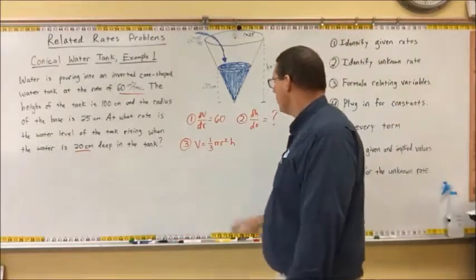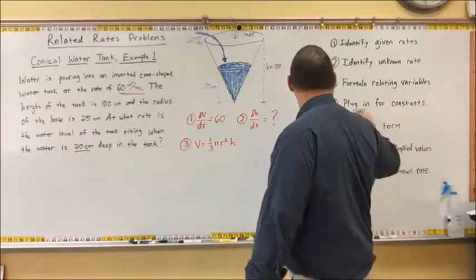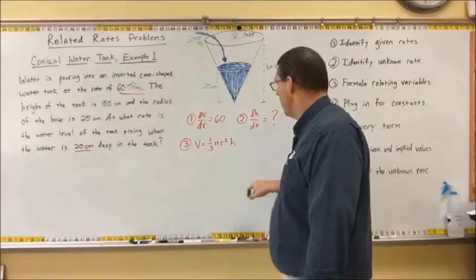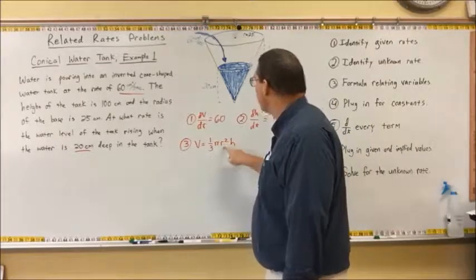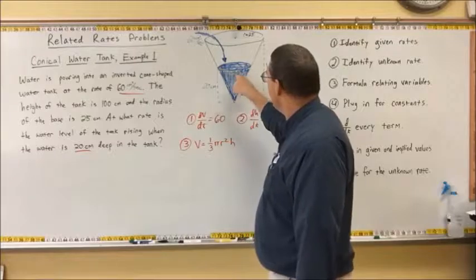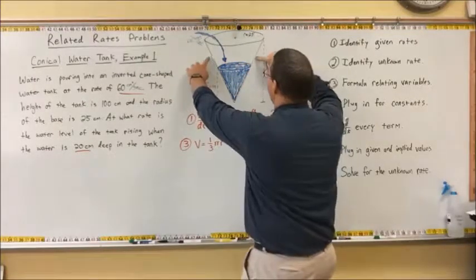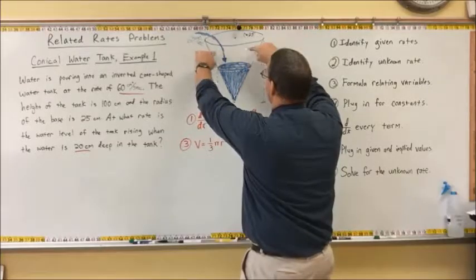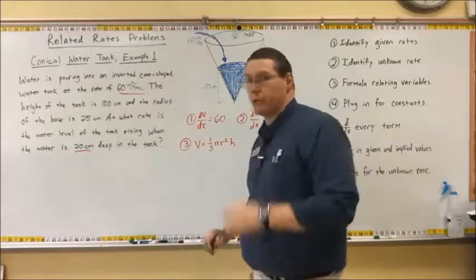All right. So look, now that we have the volume, now here's the thing. It says we're going to plug in for all constants. Well, the volume is changing and the height is changing, and actually the radius is also changing. Think of what happens as this water cone gets larger and larger. As the water fills up, what's going to happen to the radius of that circle? It's going to get larger and larger. So all three of these variables are changing.